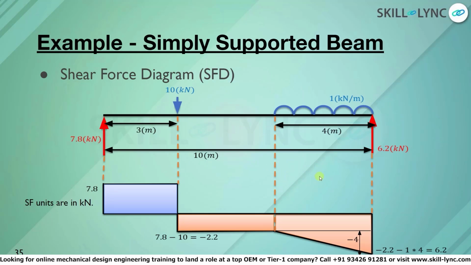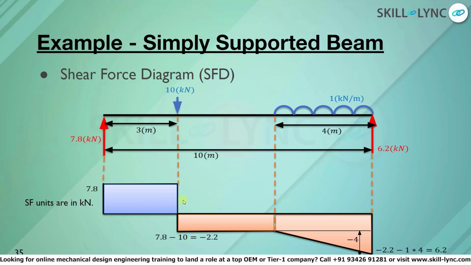Shear force units are in kilonewton. The shear force at R1 is equal to 7.8 kilonewton. This is depicted by the upward positive line. The shear force does not change as long as there is no change in force across the beam. Thus, the shear force remains constant until the next change in force occurs.